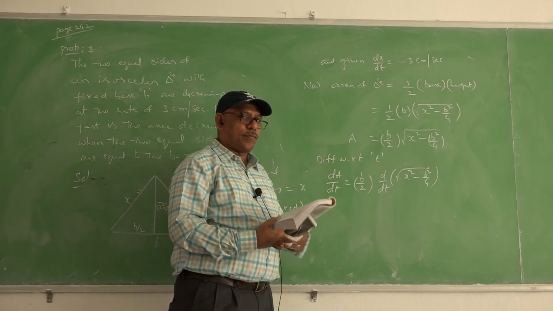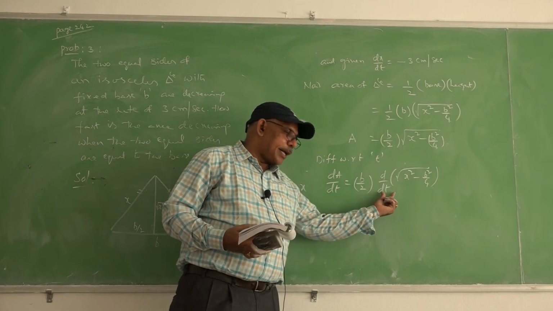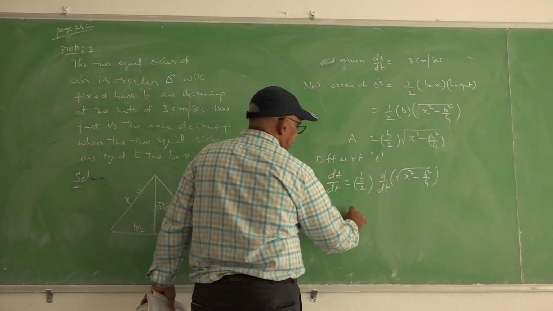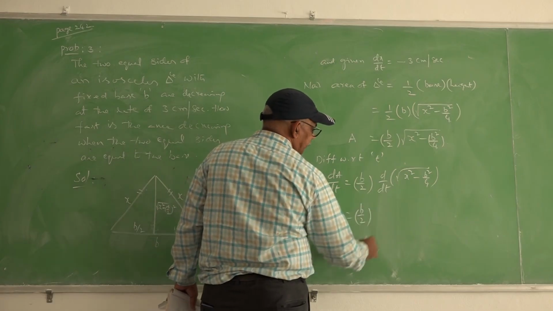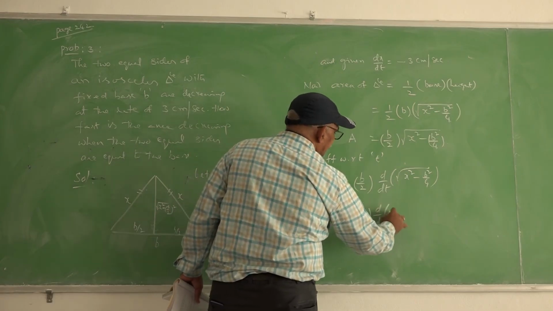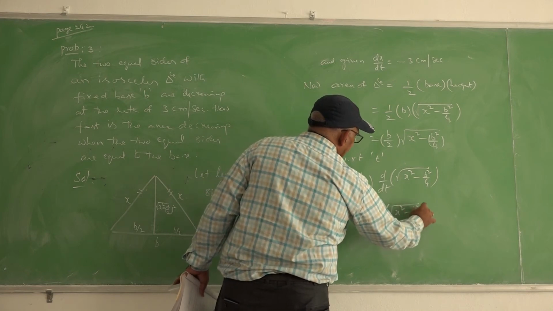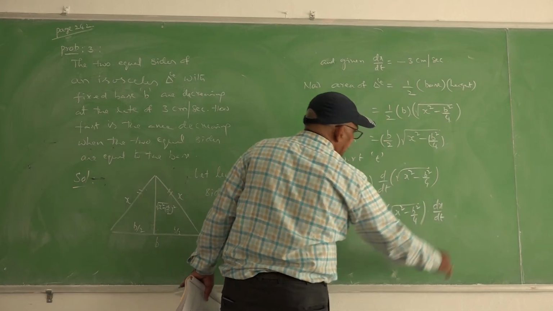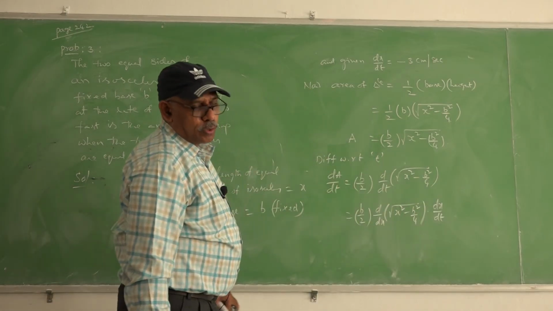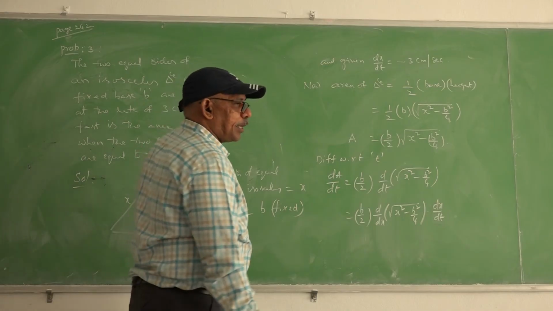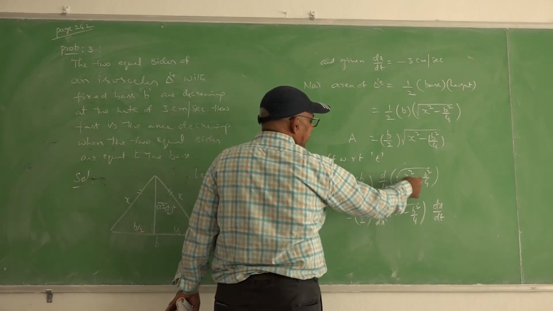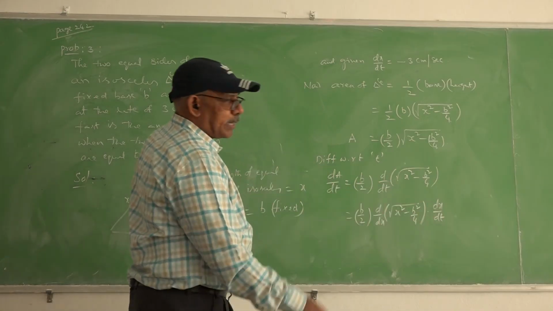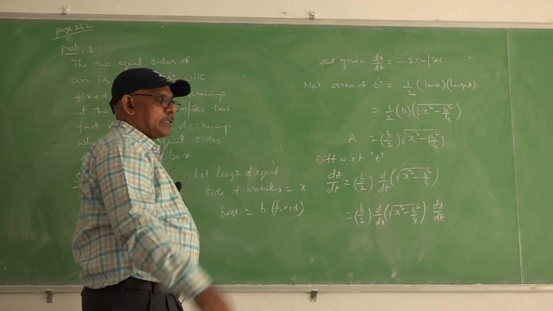Clearly this is a function of x, whereas we are taking the derivative with respect to t. Hence, that is b by 2 into d by dx of root over x square minus b square by 4 into dx by dt follows, because x changes according to t.